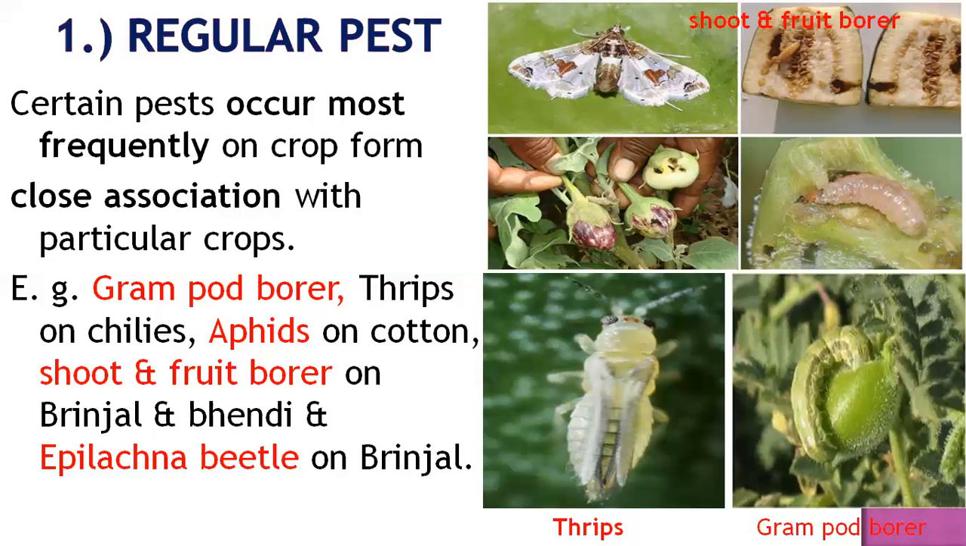Examples of this pest: previously I talked about the brinjal shoot and fruit borer. The second example is on chili, where my pointer is towards a small, minute, sucking insect, the thrips. And the fourth one is a larva that bores inside the gram pod, commonly called the gram pod borer. So dear students, this is the first category on the basis of occurrence, known as regular pest, and these are the insects or pests of the regular pest category.